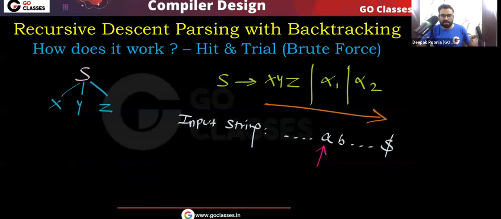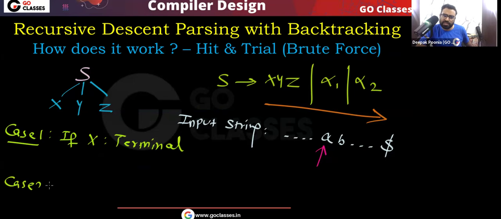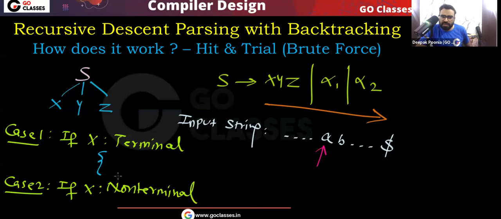So the algorithm, what is that? You can see the idea. Basically, there are two cases. Case number one, if X is a terminal, then what to do? And case number two, if X is a non-terminal, then what to do? If X is a terminal, then there are two possibilities: X is equal to a, and X is not equal to a.